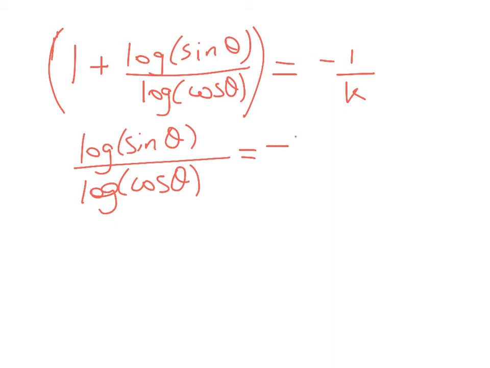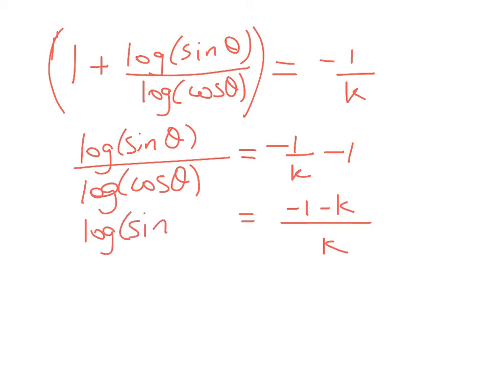So this equals -1 over k minus 1. And we could write that now as -1 minus k over k. Alright, so now let's hop back to where we ended up with the sine expression. We'd started from the log of tan theta to base tan theta of sine theta, and we'd got down to here.